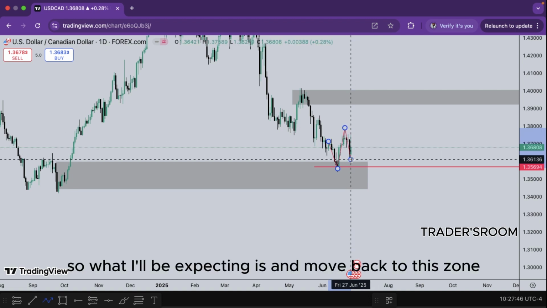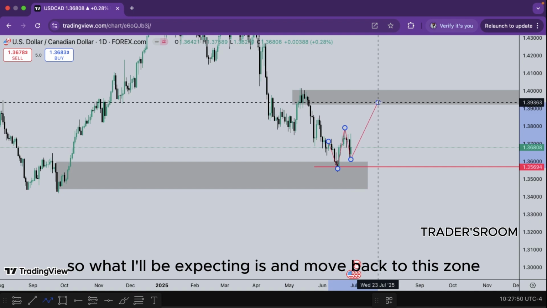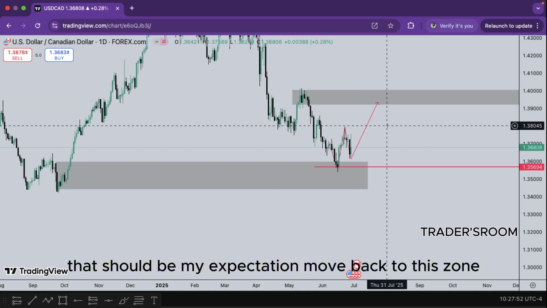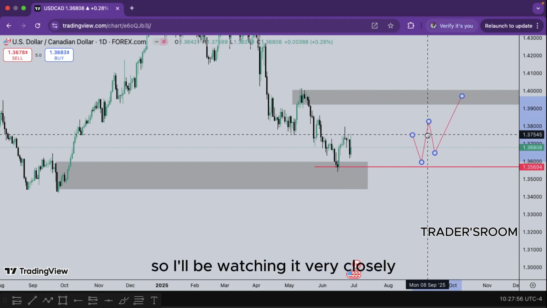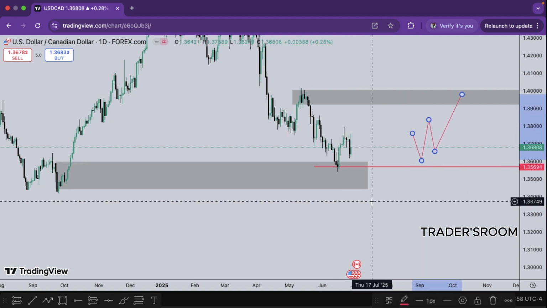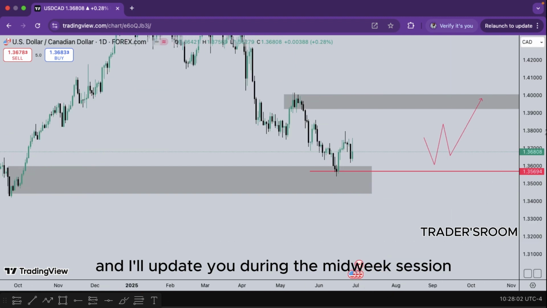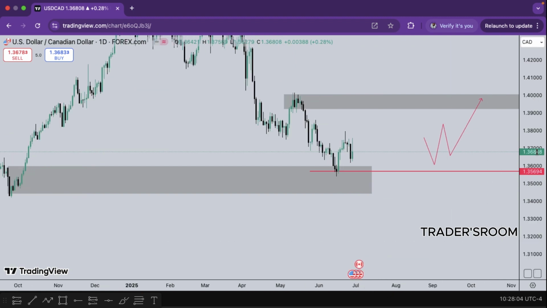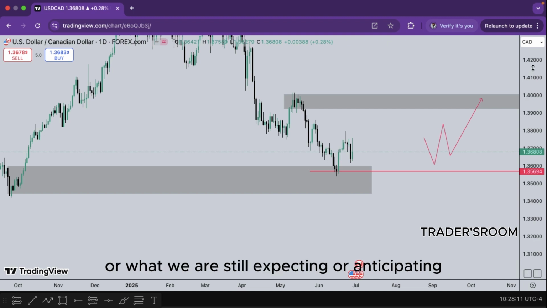So what I'll be expecting is a move back to this zone. That would be my expectation. Move back to this zone. So I'll be watching it very closely, and I'll update you during the midweek session, which I will do a midweek review of trades taken so far, or what we are still expecting or anticipating in the market.